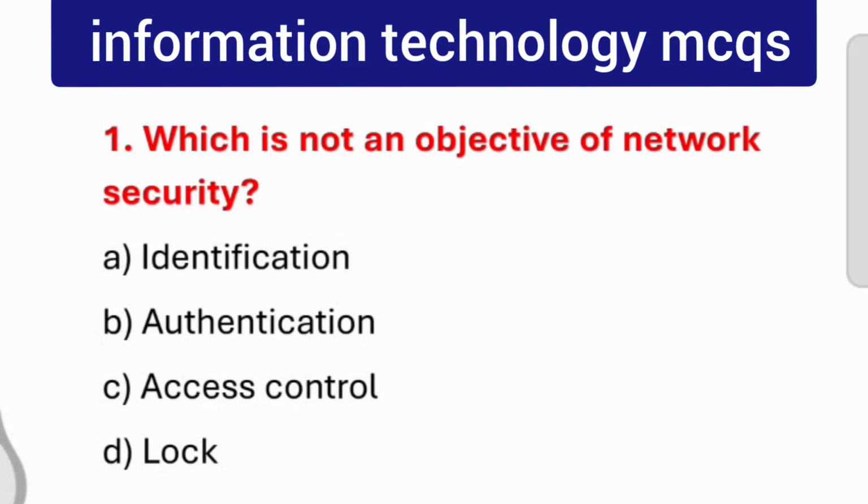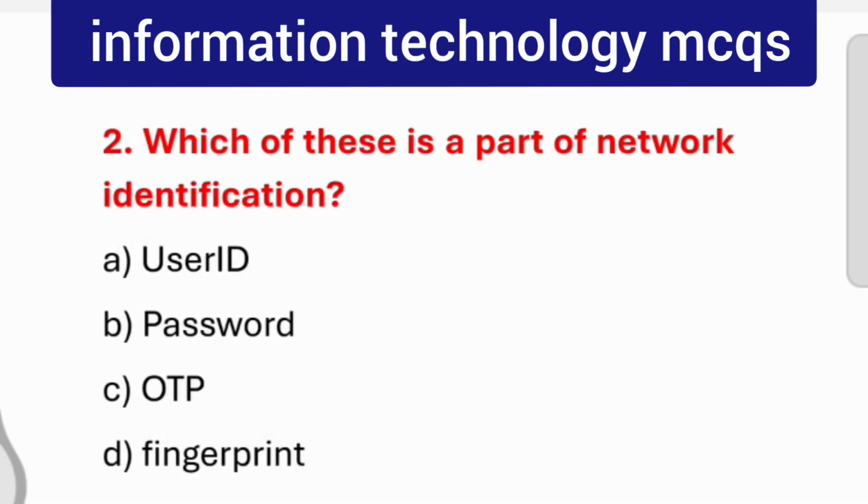Question number 1. Which is not an objective of network security? Correct answer, lock. Yes, the identification, authentication, access control are objective of network security. Question number 2. Which of these is a part of network identification? Correct answer, user ID. User ID can be a combination of username, user, student number, etc.